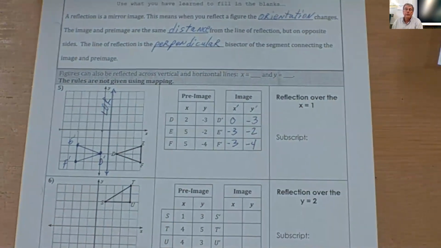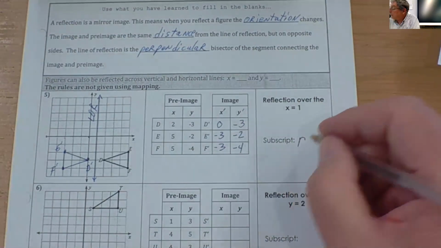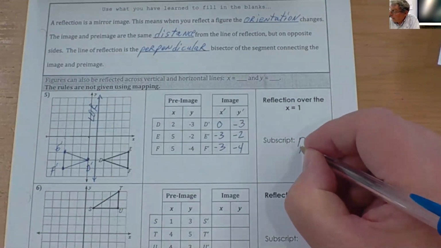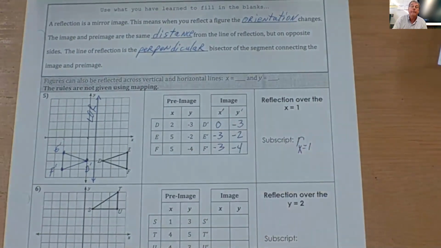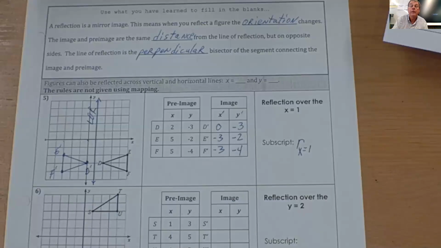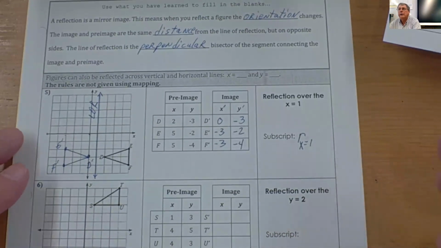Okay. Now, there isn't a mapping, but there's a subscript. R, of course, is reflection. And we went over x equals 1. Okay. If you have questions, again, make certain you ask in class or email it.